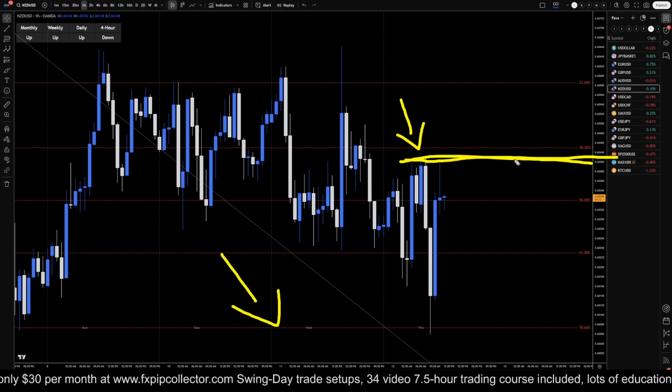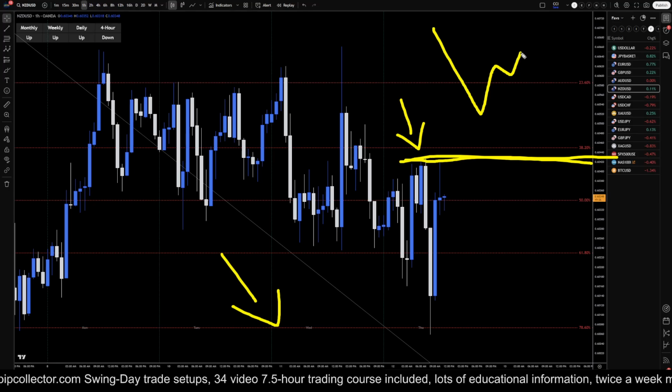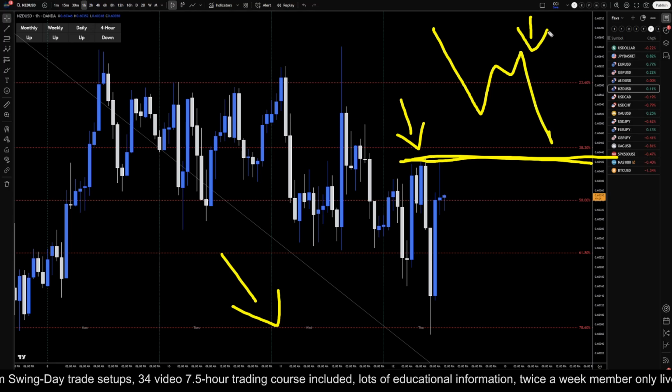So if you don't get this break and hold above structure, then I would definitely recommend looking for shorts at the end of any three-wave pullback I see on these sort of time frames, potentially for the continuation of the downtrend.